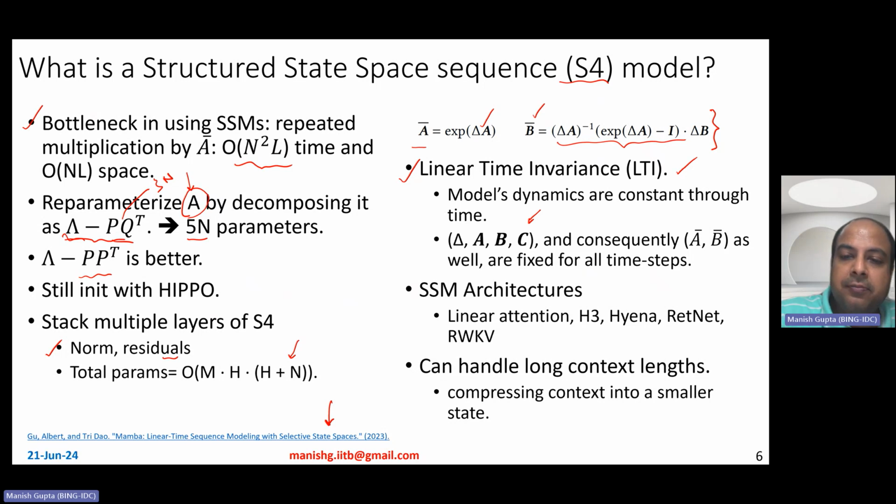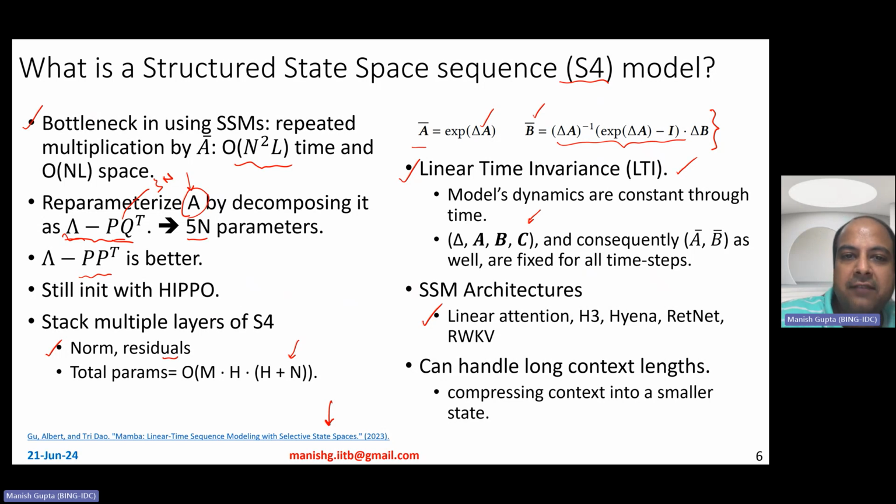Okay. So, based on this kind of SSM understanding, the state space model understanding, there have been several papers which have come up, several architectures, some of the notable ones being linear attention, H3, Hyena, RetNet, RWKV, and of course, Mamba, which I'm going to talk about sometime later in this video.